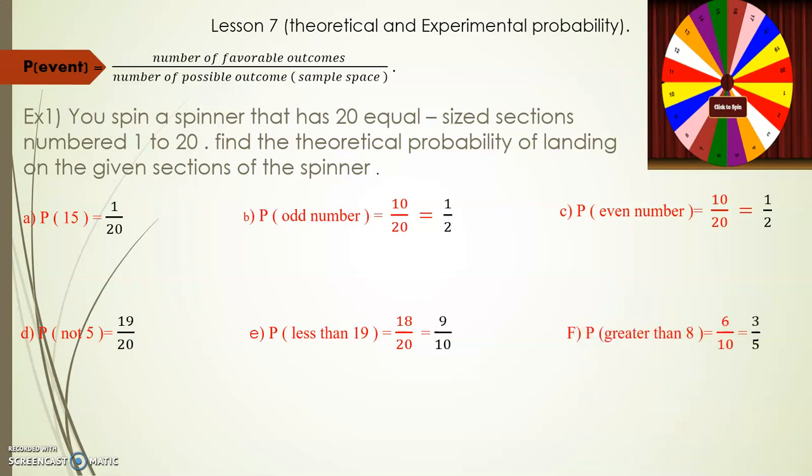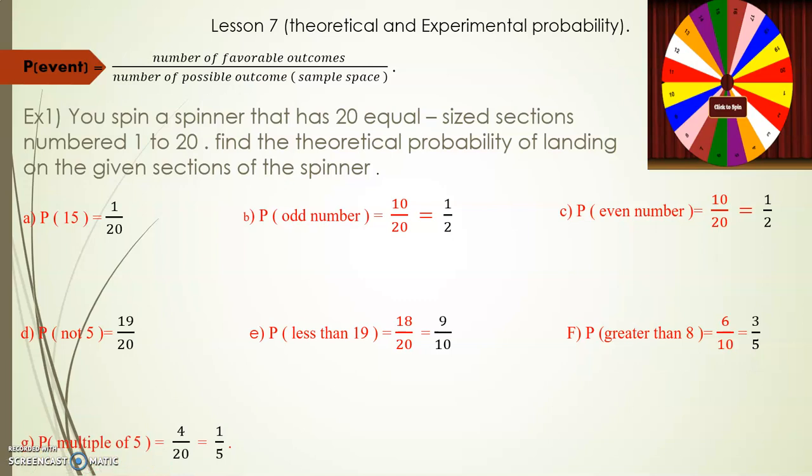Next, letter F, probability of numbers greater than 8. So greater than 8 may be 9, 10, 11, 12, and so on. When you count them, you will find there are 12 numbers greater than 8. So 12 divided by 20 equals, try to put it in the simplest form. So 12 divided by 2 equals 6. 20 divided by 2 equals 10. So 6 divided by 2 will be 3. 10 divided by 2 equals 5.